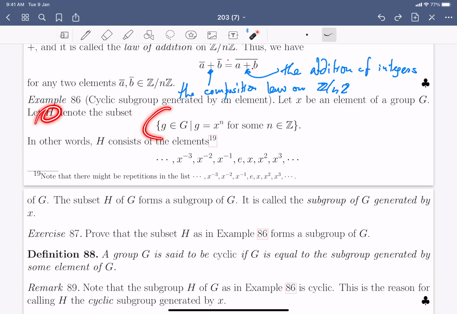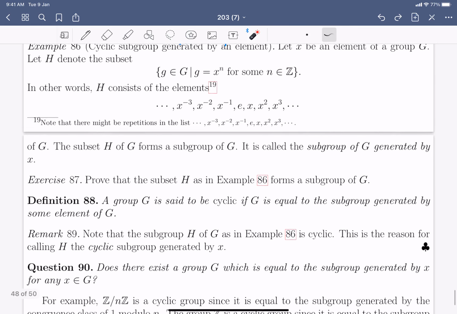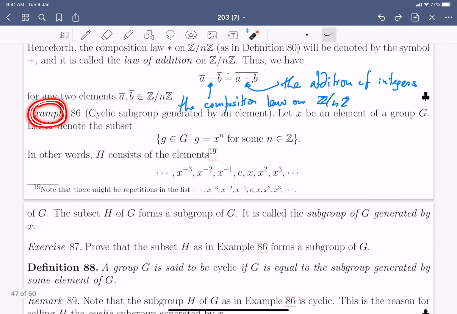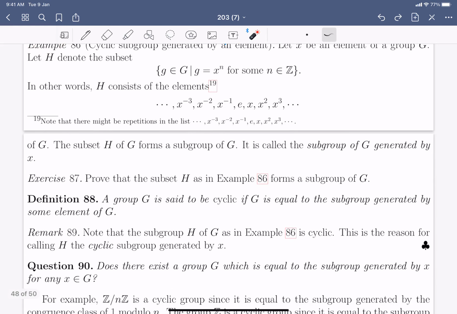this set H is the collection of all elements of the group which can be expressed as a power of X. Okay, one can show that this H forms a subgroup of G. This is something that you can show, and as usual, this example has to be replaced by an exercise. So this forms a subgroup of G, and this is called the subgroup of G generated by X.